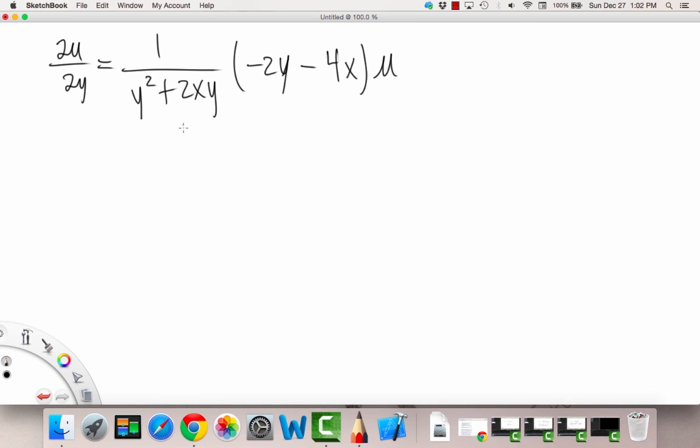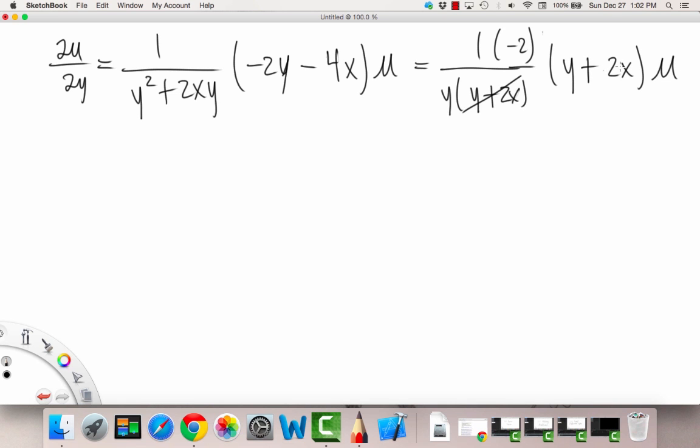This thing down here can actually factor, and we can factor some other things out. So we have 1 over y times y plus 2x. And on the top here, we can factor out a negative 2. So negative 2 is there, and then we have y plus 2x, which is nice because we can cancel those out. So we just get partial mu partial y is equal to negative 2 over y times mu.